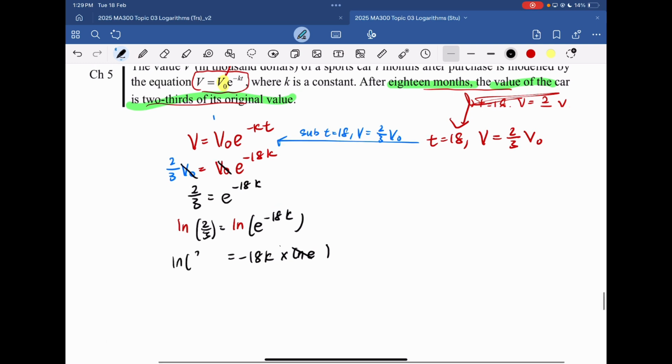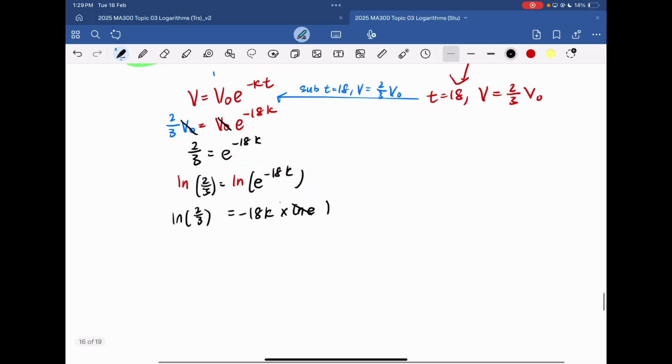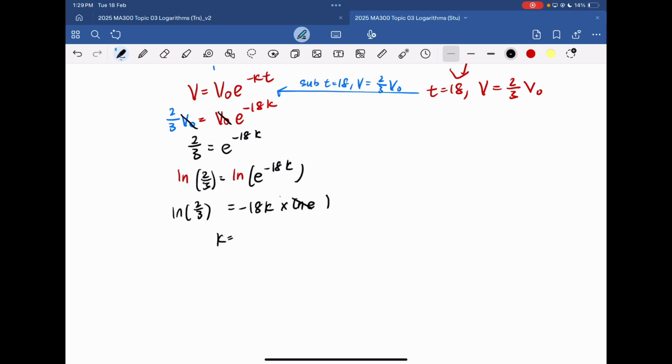ln 2/3 is negative 18k. How to find k? Very simple. Negative 1/18 ln 2/3. If I'm not wrong, the answer is 0.022. Oh, that means I told you wrong. Sorry, no negative sign. I'm stupid. 0.00... Got 2 zeros, so I can calculate in my head. Just kidding, I saw the answer.